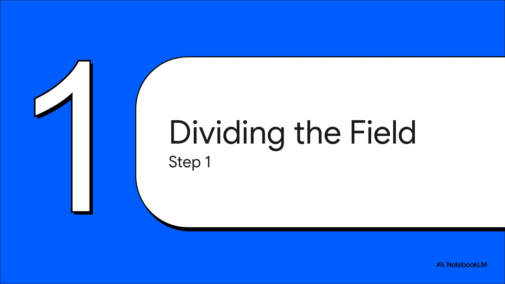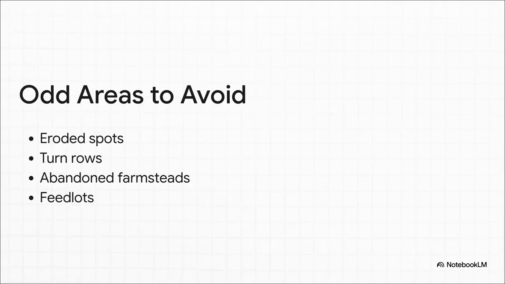We need to look at the macro level first, figure out exactly where we should, and just as importantly, shouldn't be digging. When you're out there sizing up your land, you absolutely must avoid what we call odd areas. We're talking eroded spots, turn rows, abandoned farmsteads, and feedlots. You either dodge these spots completely or you sample them totally separately. Why? Because they've got highly unusual soil properties that will completely skew your entire baseline.